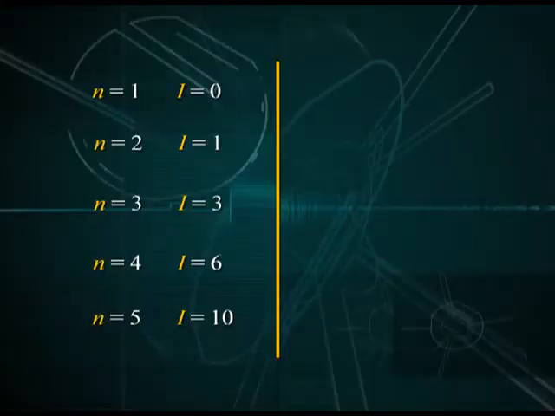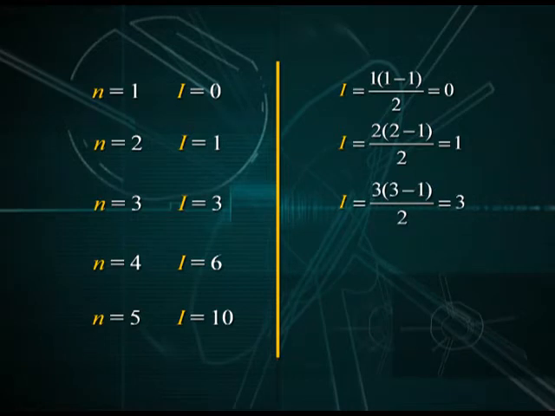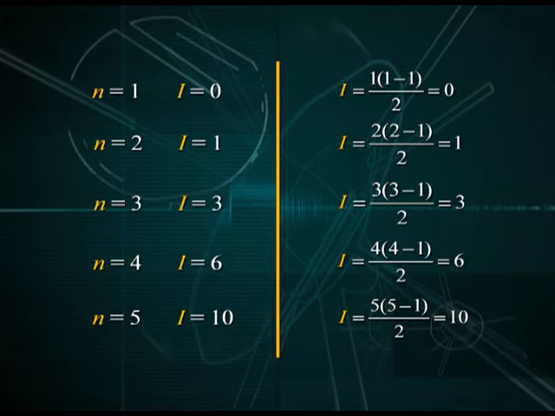Do you observe any pattern in this? Let us see once again. If we find I in such a manner, say 1 times (1 minus 1) by 2, again we are getting 0. 2 times (2 minus 1) by 2, we come out to be 1. 3 times (3 minus 1) by 2 comes out to be 3. 4 times (4 minus 1) by 2, 6. 5 times (5 minus 1) by 2 gives you 10.